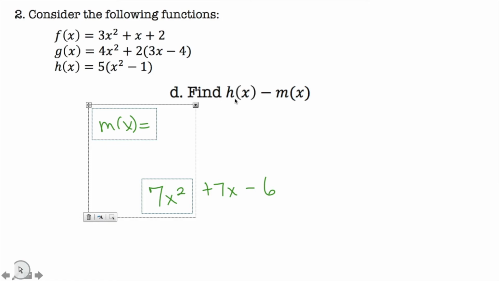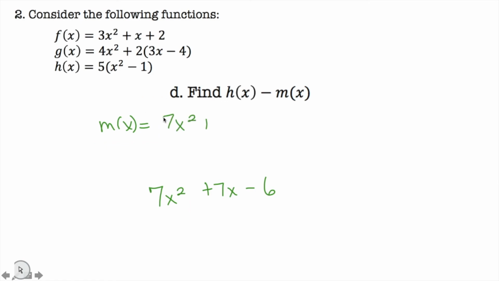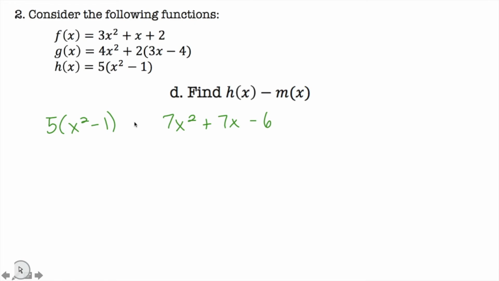So let's do 7x squared plus 7x minus 6. And we are subtracting h of x in the front. So we have 5 parentheses x squared minus 1. And we are subtracting those two. So this you need to distribute, so that turns into 5x squared minus 5. And then bring down your parentheses, so that's 5x squared minus 7x squared, so that turns into negative 2x squared, because you're subtracting more than you have, 5 minus 7.